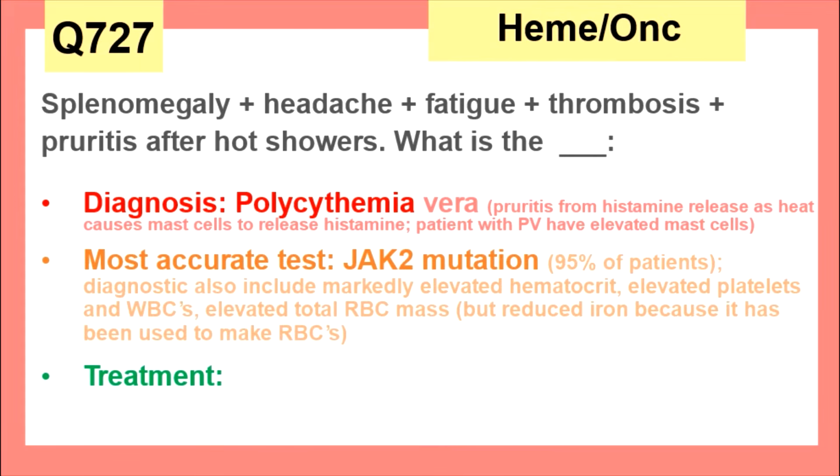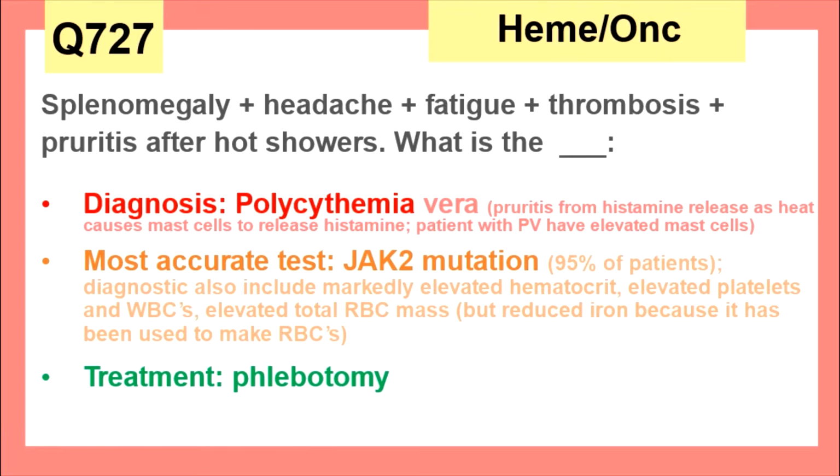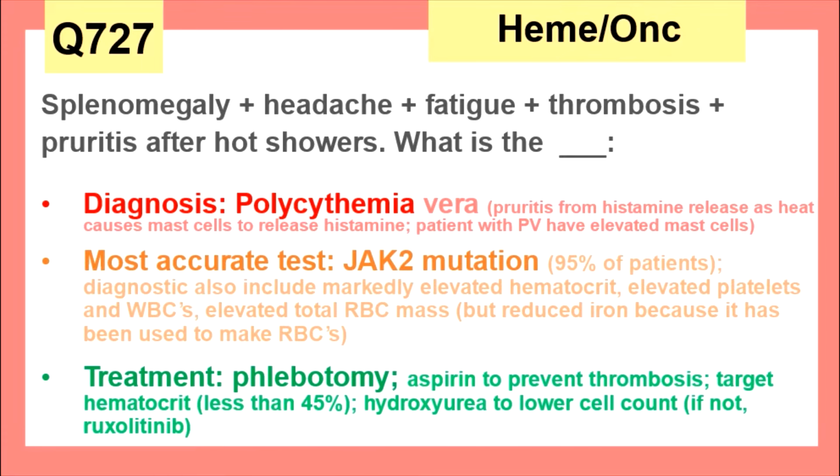All right, and other lab values you see over here, but there's actually going to be a reduced iron despite the elevated red blood cell mass. Treatment is phlebotomy and also aspirin to prevent thrombosis. The target hematocrit is less than 45%. That's what we want phlebotomy to get to, and hydroxyurea is given to lower the cell count, if not ruxolitinib.